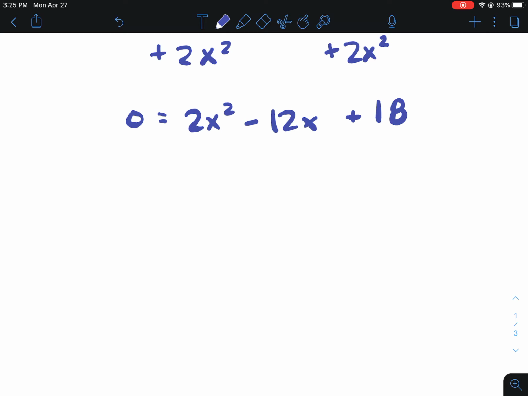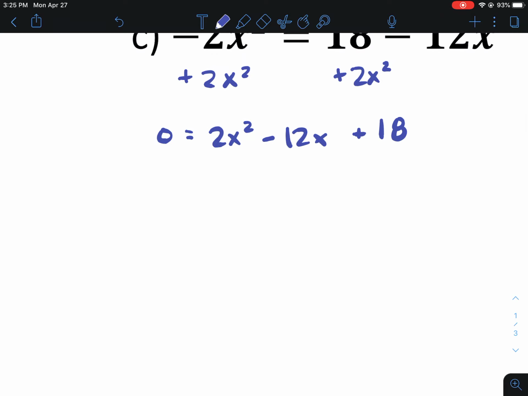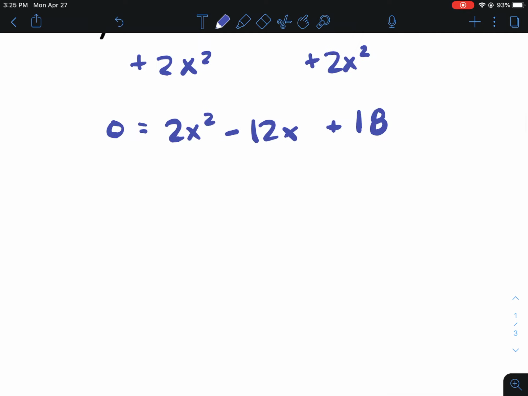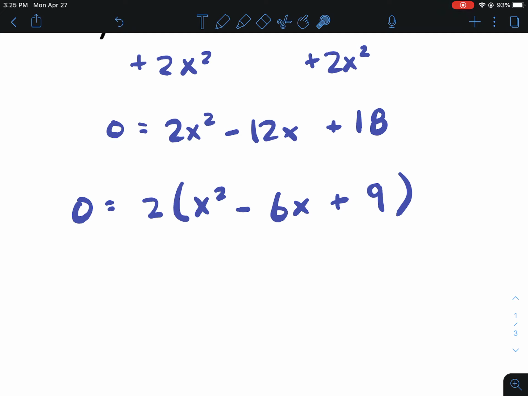Now let's factor this, right? Now remember, before we factor anything, the first thing we check for when factoring is a GCF. And we see here that we have a GCF of 2. We get x squared minus 6x plus 9. Then we can go ahead and figure out, hey, what's going to give me a product of 9 and a sum of negative 6? That'll work, but if we look closer, this is actually a perfect square trinomial, right?